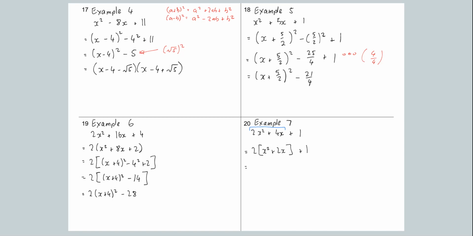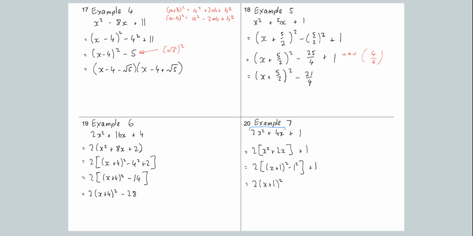Now I'm going to use my completing the square method. So I've got 2 outside of x plus 2 divided by 2 is 1, so it's x plus 1 all squared minus 1 squared plus 1. I'm now going to expand the brackets again. So I've got 2 outside of x plus 1 all squared. And again, just a bit of head work.